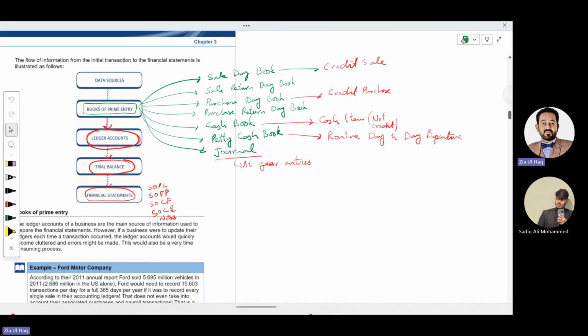So first, transactions are recorded in books of prime entry. From books of prime entry, ledgers are prepared. After the ledger, the trial balance is prepared, and after the trial balance, the company prepares financial statements. What are books of prime entry? We have discussed.